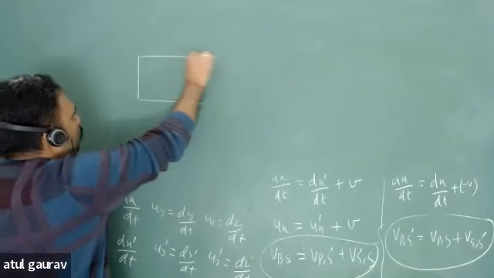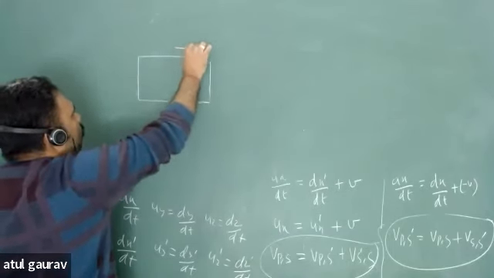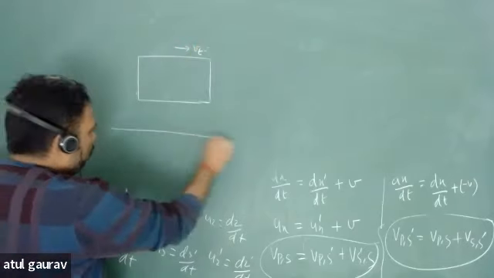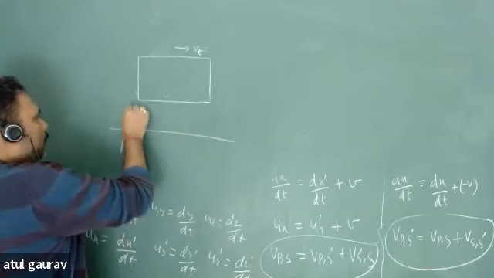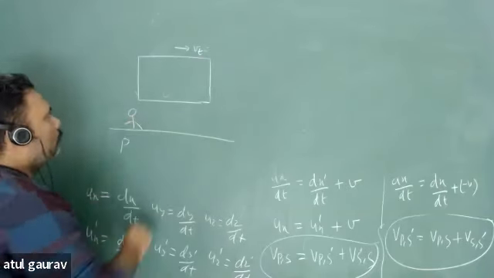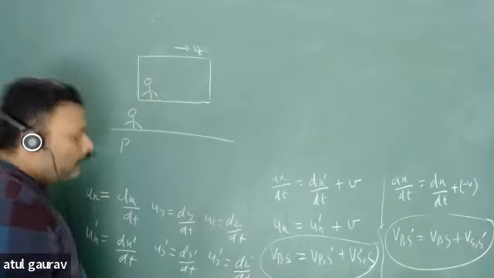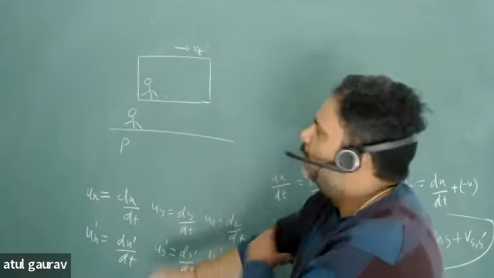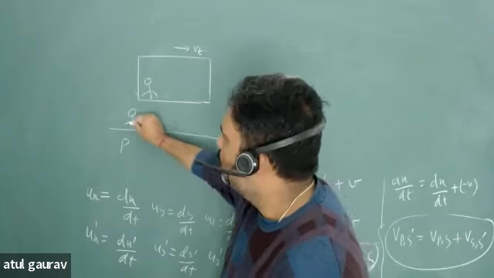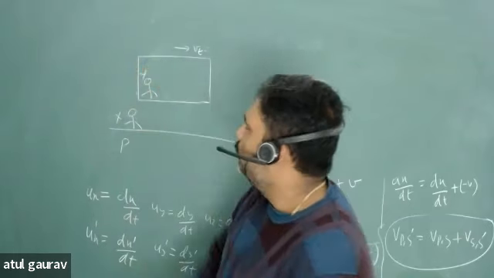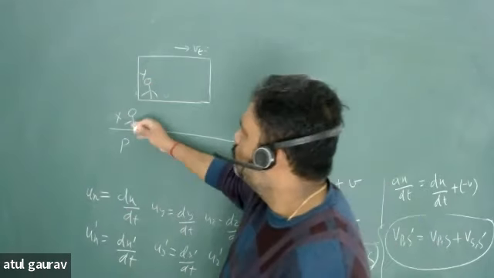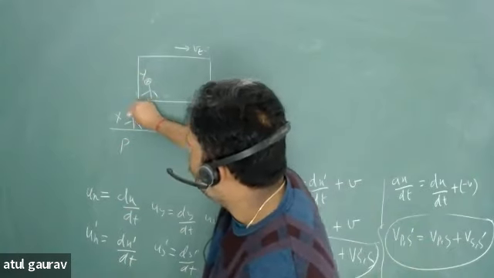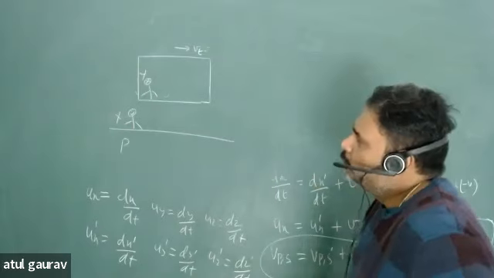So there is a train. This train is moving with velocity Vt. I'm deliberately writing this Vt with respect to the platform. There is one observer on the platform and another observer on the train. This observer is at rest with respect to the platform, and this observer is at rest with respect to the train. Let's say this is X, this is Y. You can assume this is some person and this is another person. So you have two observers.